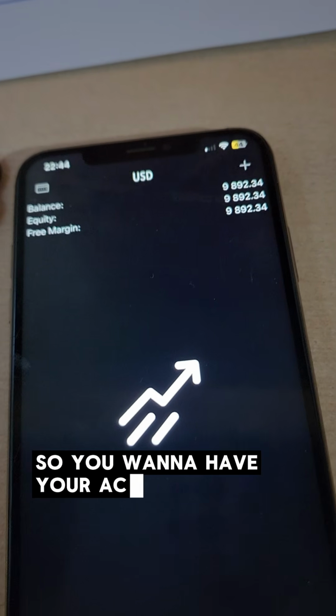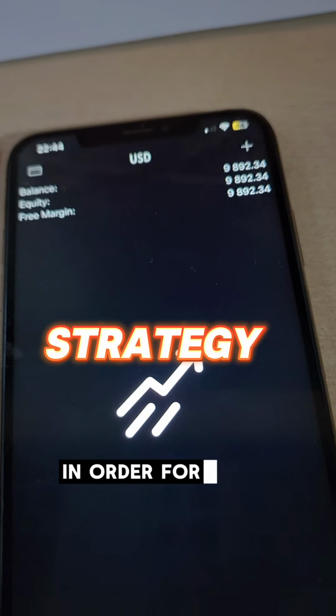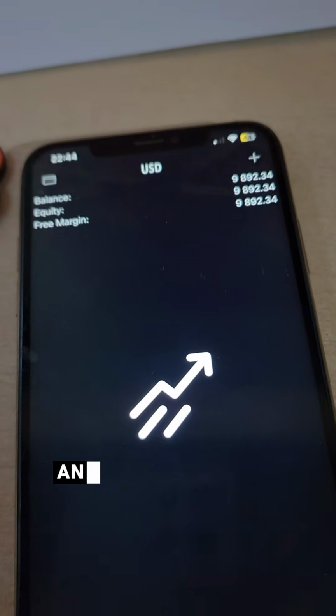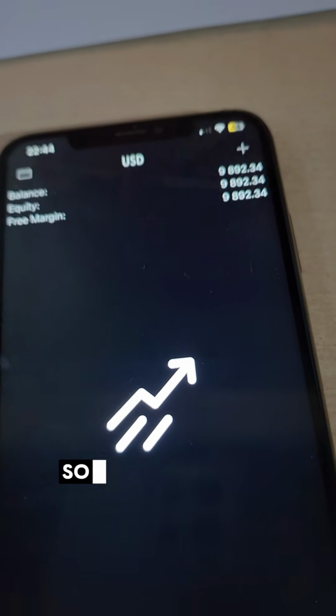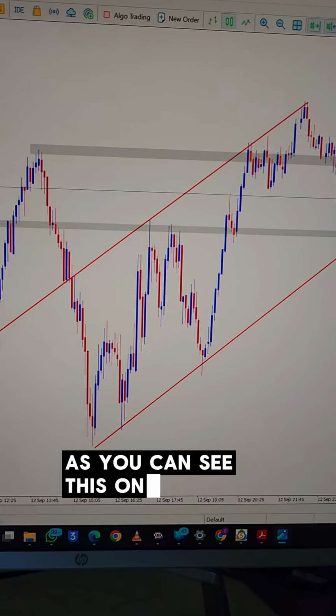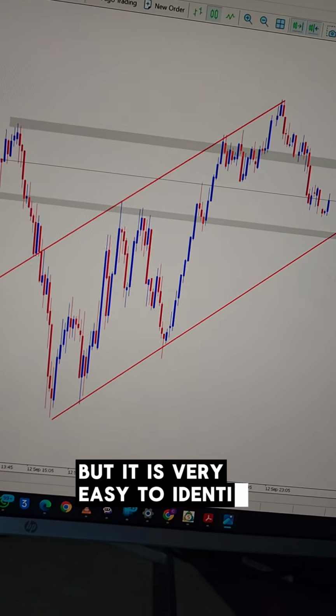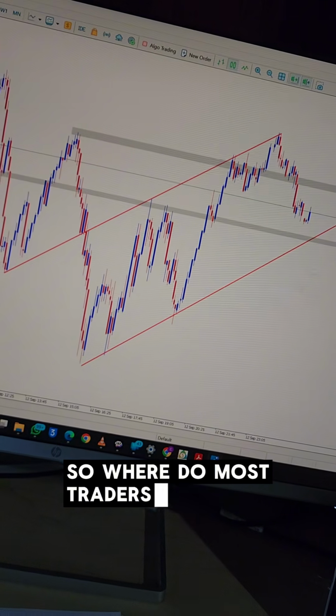So you want to have your account like this, right? We all know that you need a strategy in order for you to be able to raise an account to this amount. So what you need is a strategy, right? Like for example, a strategy right here. As you can see, this one is a rising wedge, right? But it is very easy to identify. So where do most traders lose it?